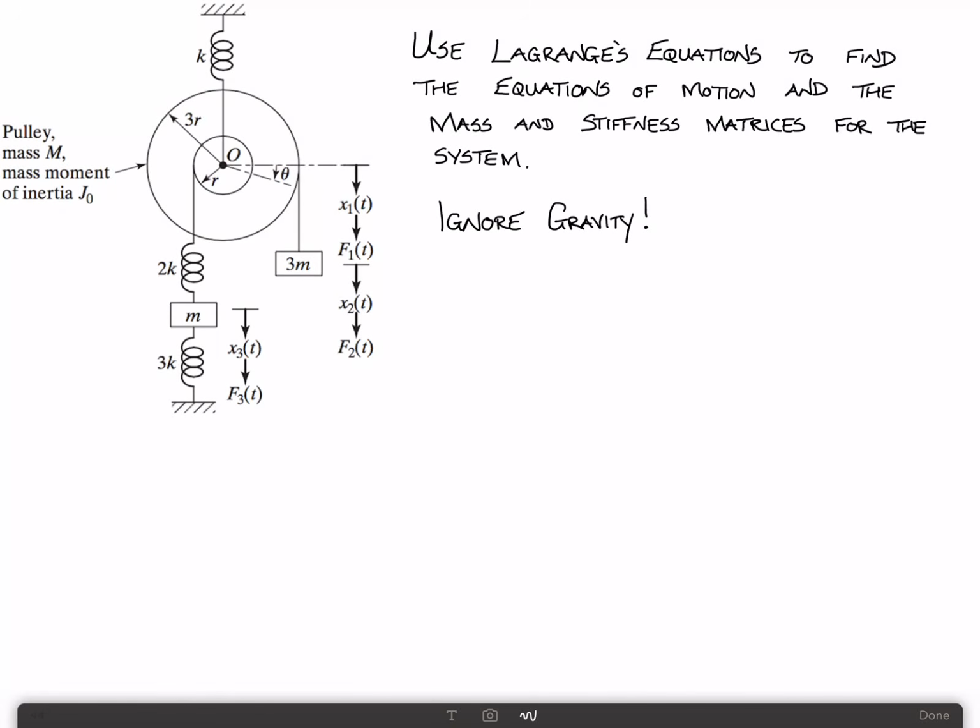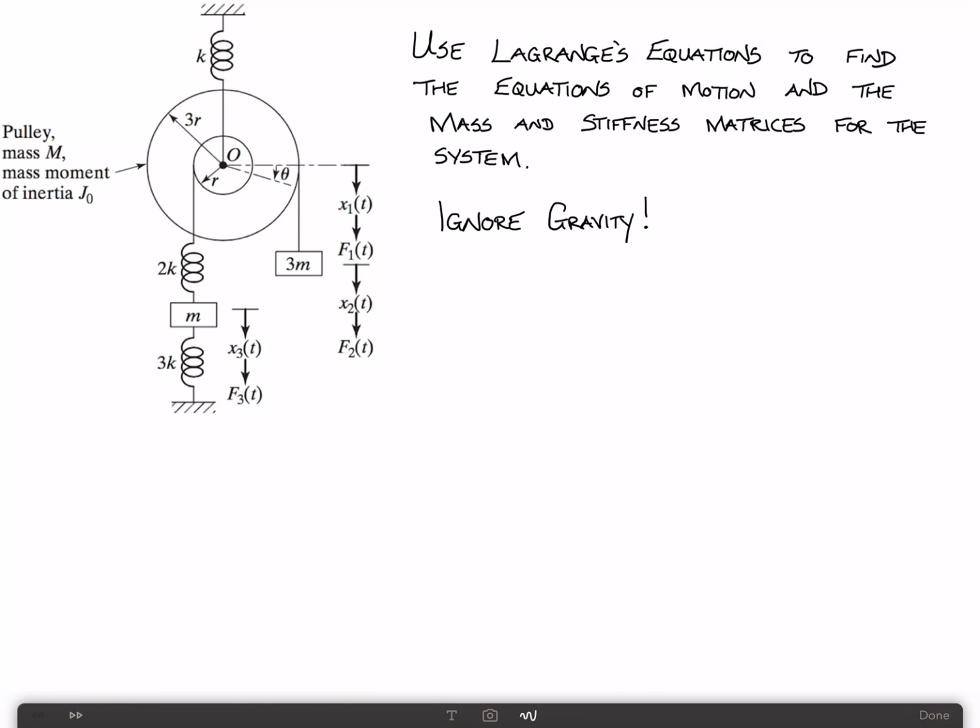In this video, we'll examine the multi-degree of freedom system shown in the figure, and in particular, we'll find the equations of motion using Lagrange's equations, and from that, the mass and stiffness matrices for the system. The system comprises a pulley of mass big M, and it has a mass moment of inertia J sub 0, meaning J about its center, which is labeled O.